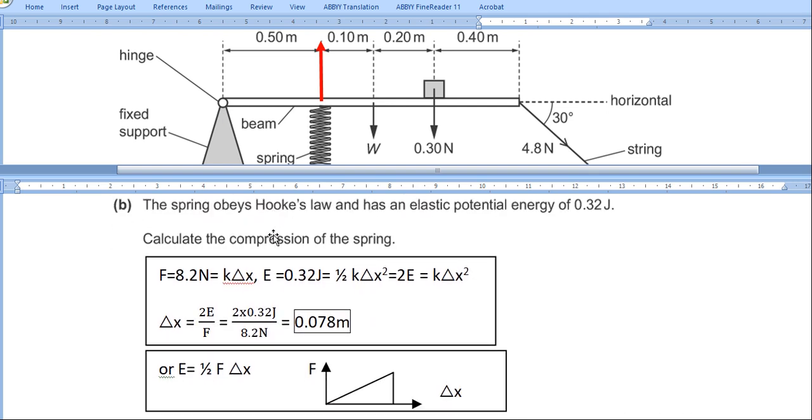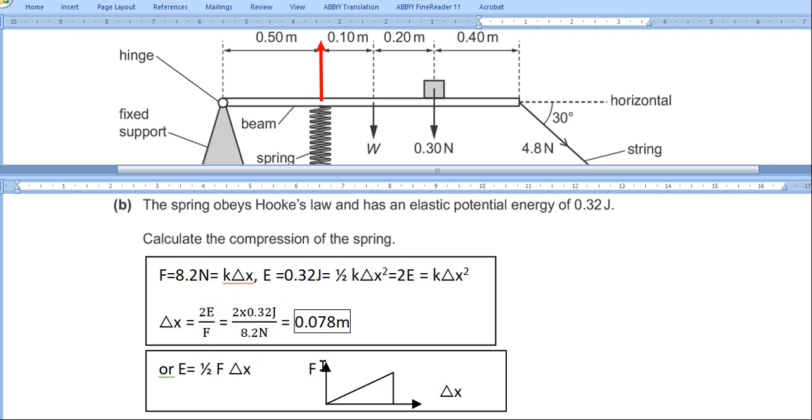The spring obeys Hooke's law and has elastic potential energy of 0.32 joule. Calculate the compression of the spring. So here we have two solutions. One is a pure algebraic solution. So force equals k times extension, energy equals 1/2 k extension squared. Dividing one expression by another, we get delta x.